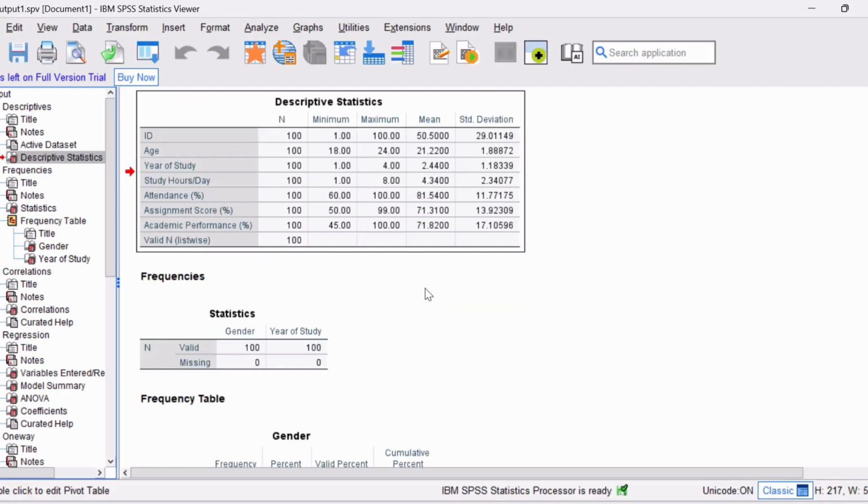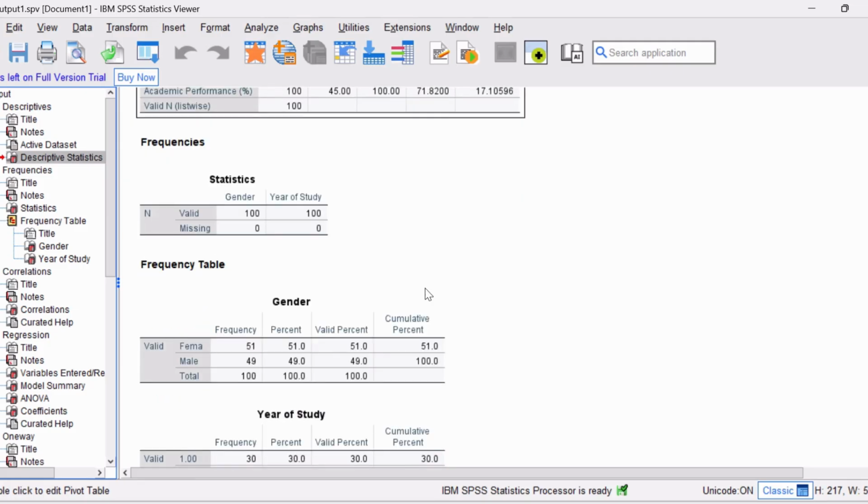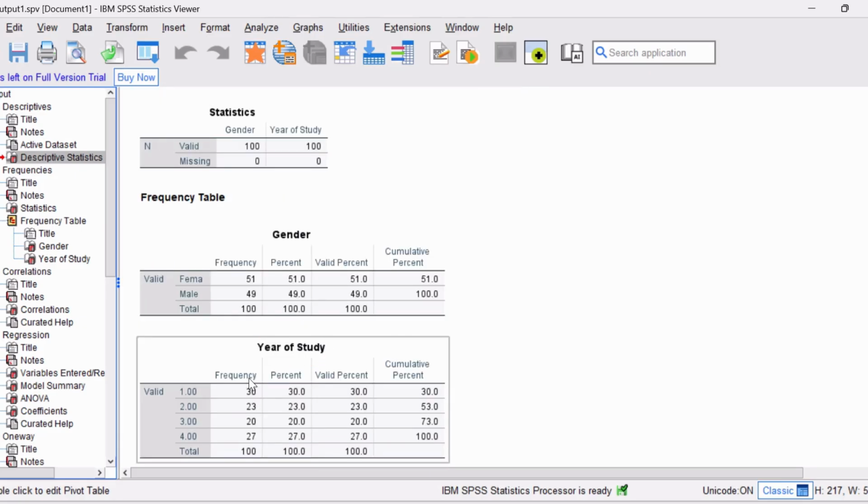The next thing we have is the frequency tables. We examined the categorical variables using frequency distributions. Frequency tables show you how many participants belong to each category. For instance, for gender, the sample consisted of 51 females, as shown here, and 49 males, which means the dataset is almost perfectly balanced between male and female participants. For year of study, we had 30 students in year 1, 23 students in year 2, 20 students in year 3, and 27 students in year 4, as shown in the table.